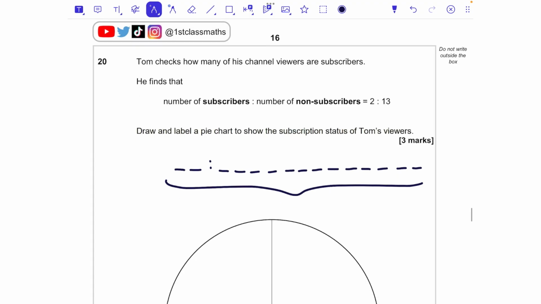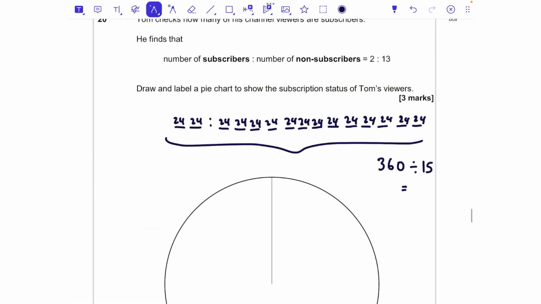So I'm going to take the 360 degrees of my pie chart and divide it by 15. 360 divided by 15 is 24. So each of these little lines has 24 on them. I always say I'm not going to do them all, and then I do them all because it feels wrong to not complete it. So therefore, on the left-hand side, you've got 2 lots of 24, so 48 degrees there. And on the right-hand side, I've got 13 lots of 24, which is 312 degrees. We've now just got to draw that on the pie chart.